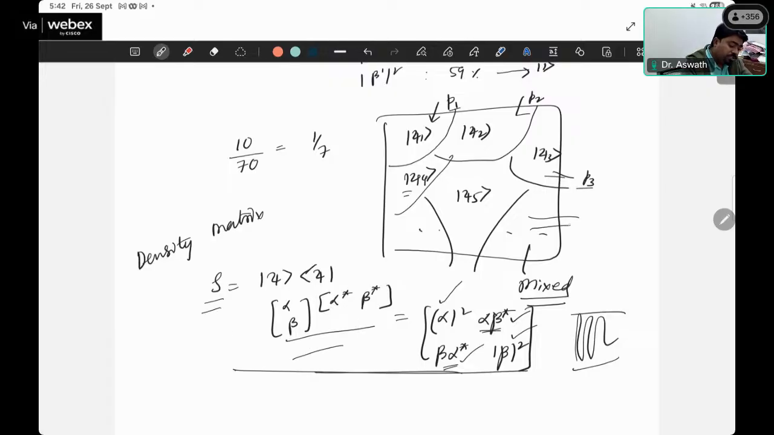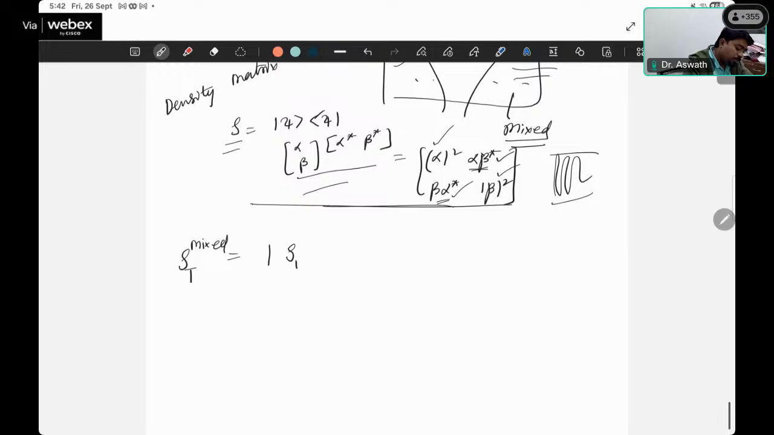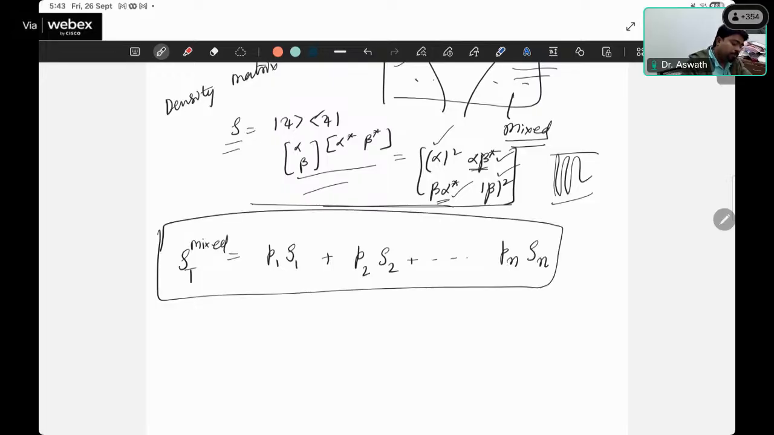But I have a mixed system. In that case, how do I write a density matrix? The overall density matrix of a mixed system is the density matrix corresponding to a pure system with probability P1, plus the density matrix of the second group with probability P2, and so on. Let's say there are n groups, each with probability Pn, and this is the overall density matrix.